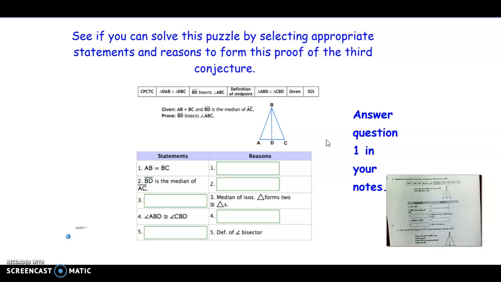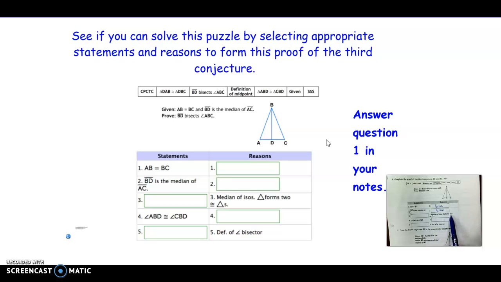Okay, so in this proof we are given AB is equal to BC, and we are given segment BD is the median of segment AC. And so those are the 2 things that were given, and those are the first 2 statements in our proof. So hopefully no one struggled with the first 2 reasons. They are both given. Now the third reason is given, and we have to come up with the statement. It says medians of isosceles triangles form 2 congruent triangles.